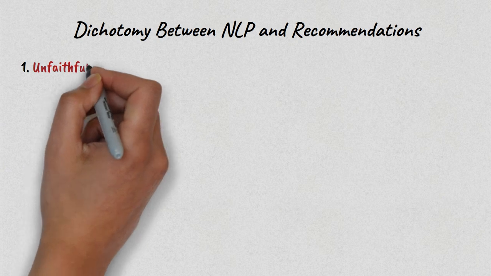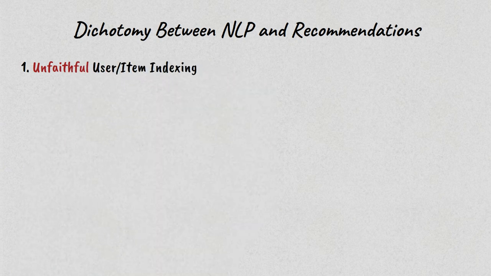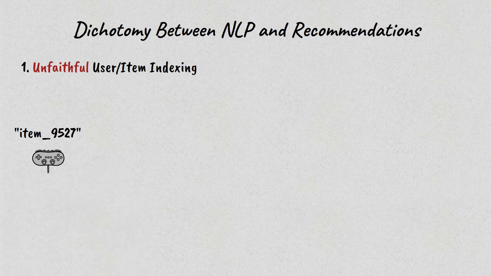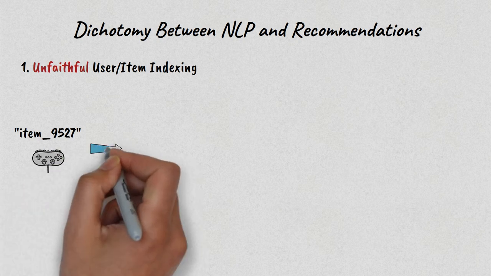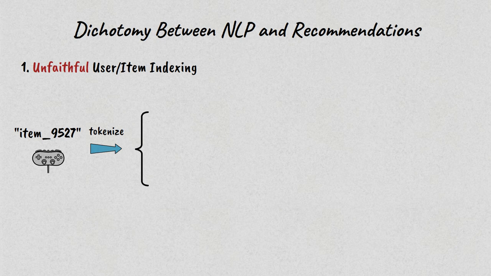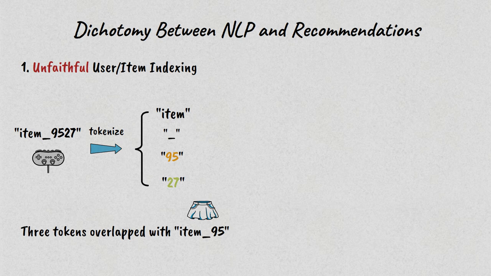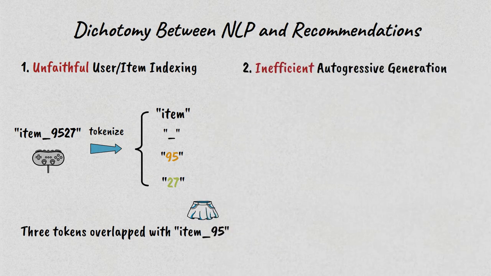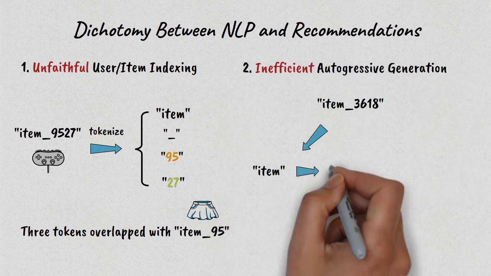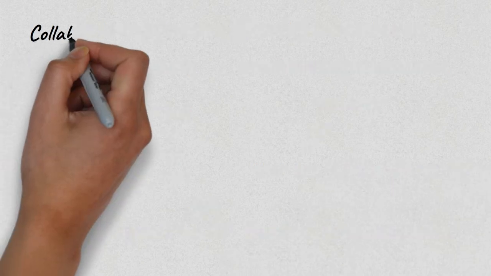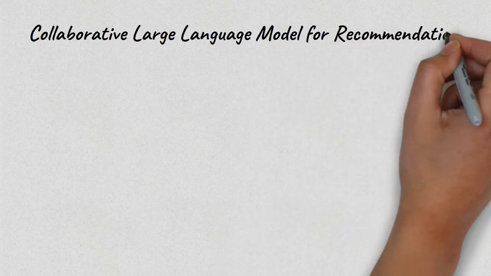The first issue is the unfaithful representation of users and items with natural language. For example, if we index items with pseudo IDs such as item 9527, the tokenizer of the LLM may break it down into atomic tokens, which creates spurious correlation with totally irrelevant items. In addition, since LLMs generate the next token in an autoregressive manner, making a recommendation needs multiple feed-forward steps, which becomes less efficient in practice.